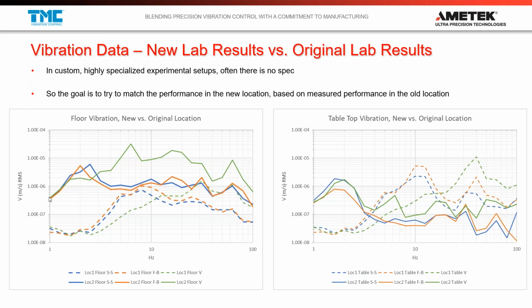You have the solid lines here, which show the floor vibration in the new location, and then you have the dotted lines that show the floor vibration in the original location. And you can see right off the bat that the floor in the old location, the dotted lines, is much quieter than the floor in the new location. And this is probably due to the fact that this is an upper floor. You start to see this very common 2 hertz to 3 hertz building resonance. And these are all X, Y, and Z, or side to side, front to back, and vertical measurements. So you have this low frequency building resonance in the new location.